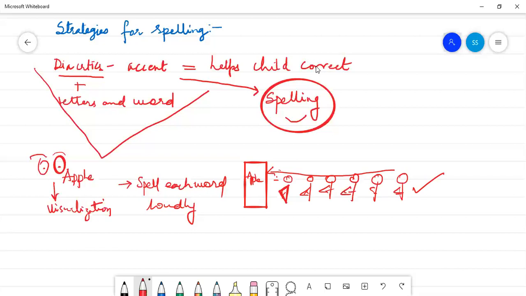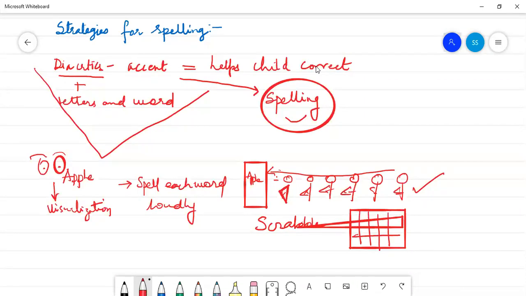Then try spelling with Scrabble tiles. Now, what are Scrabble tiles? If you all know Scrabble, I will just write it down. Here, the Scrabble tiles. There are a lot of words also with the Scrabble, like you would have seen in the newspapers, where you can see a lot of columns.